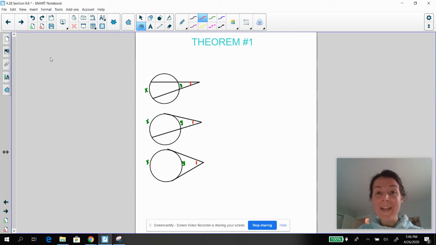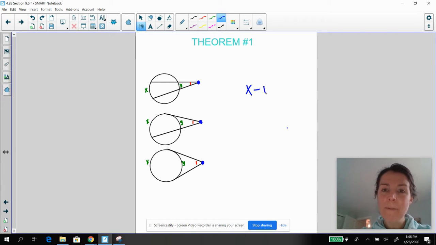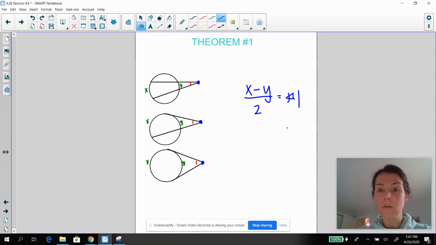So theorem number one says, if you have an angle whose vertex is outside the circle, and it does not matter if that angle is made up of two secants, the way this top one is, this middle one is made up of a secant and a tangent, and this bottom one is made up of two tangents. It does not matter. The measurement of that exterior angle is going to be, and this is a little weird, half the difference of those two arcs. So that equals the measurement of angle 1. So whenever your vertex is outside the circle, you're going to subtract the two arcs, and then you're going to divide by 2, and that's it.